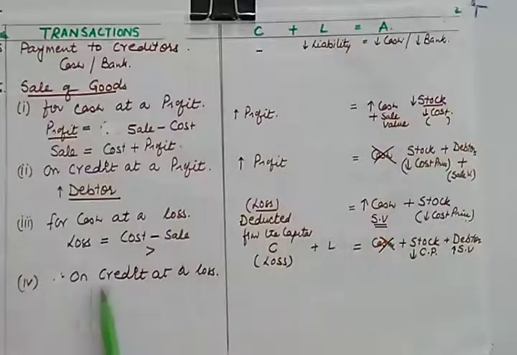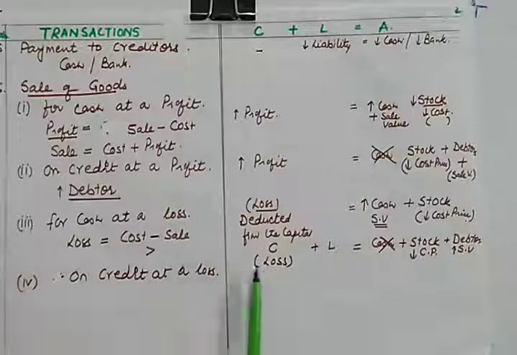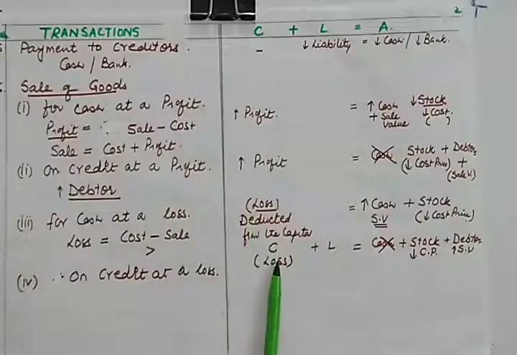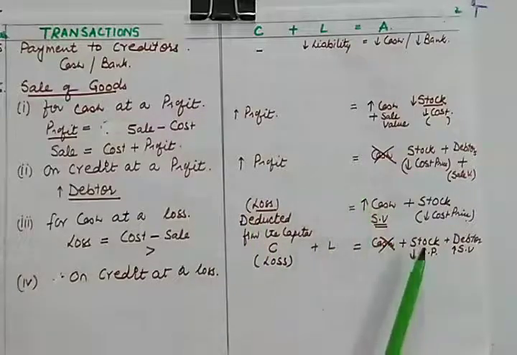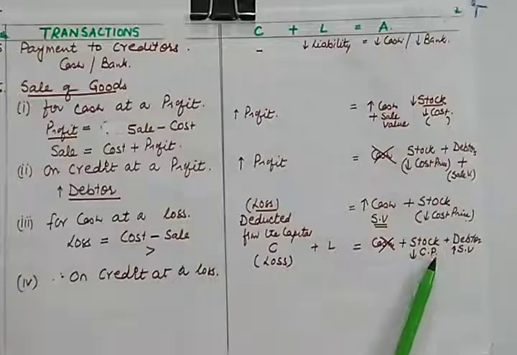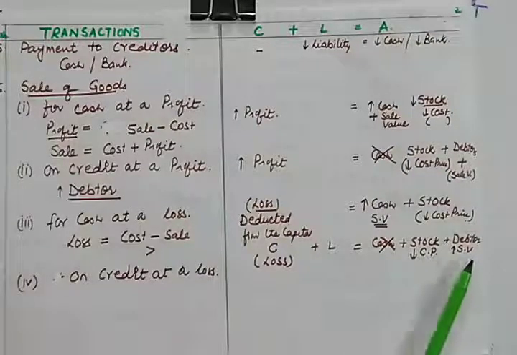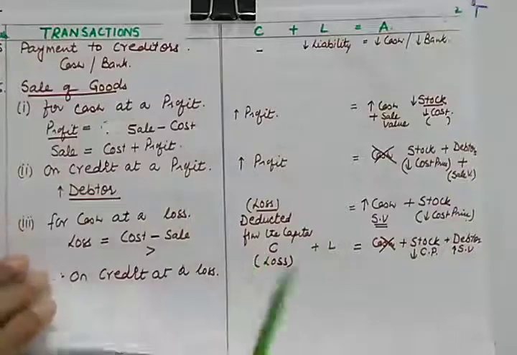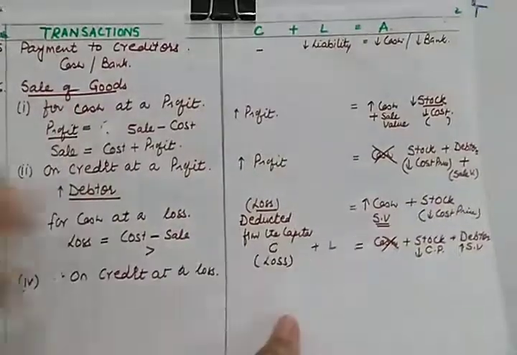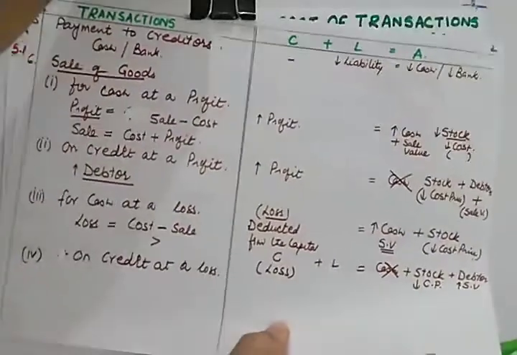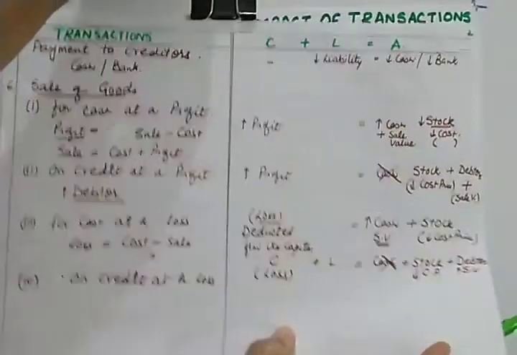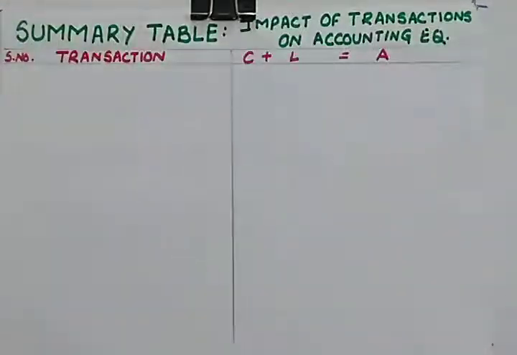On credit at a loss, in this case loss again will be deducted from the capital and stock will decrease with the cost price and debtor will increase with the sale value. So now let us today do a few more transactions and their summary along with the examples. So let us start. So this is transaction number 7.